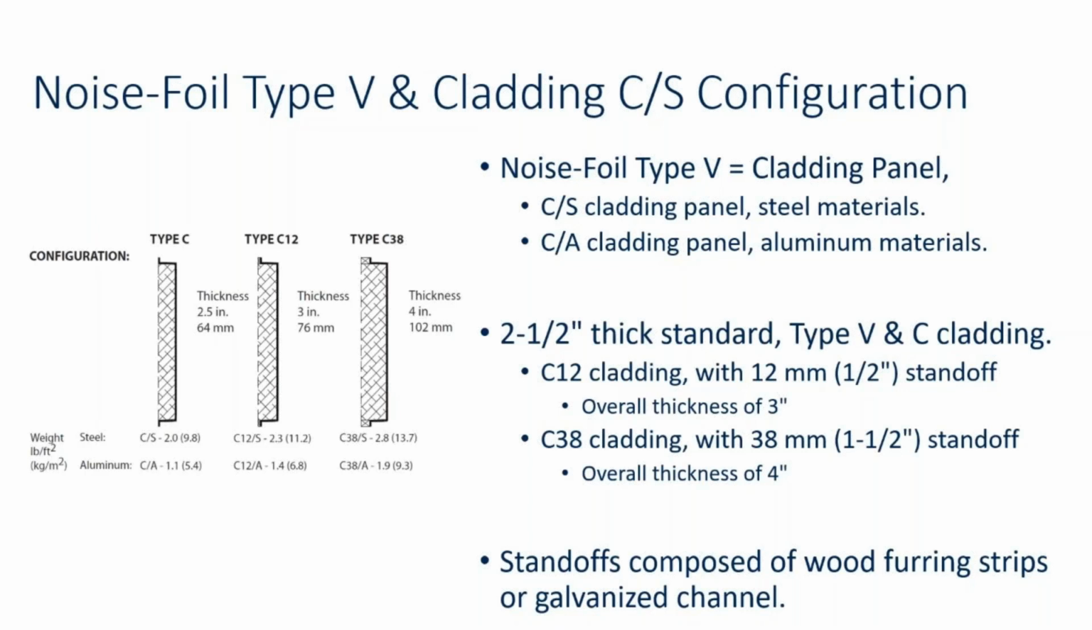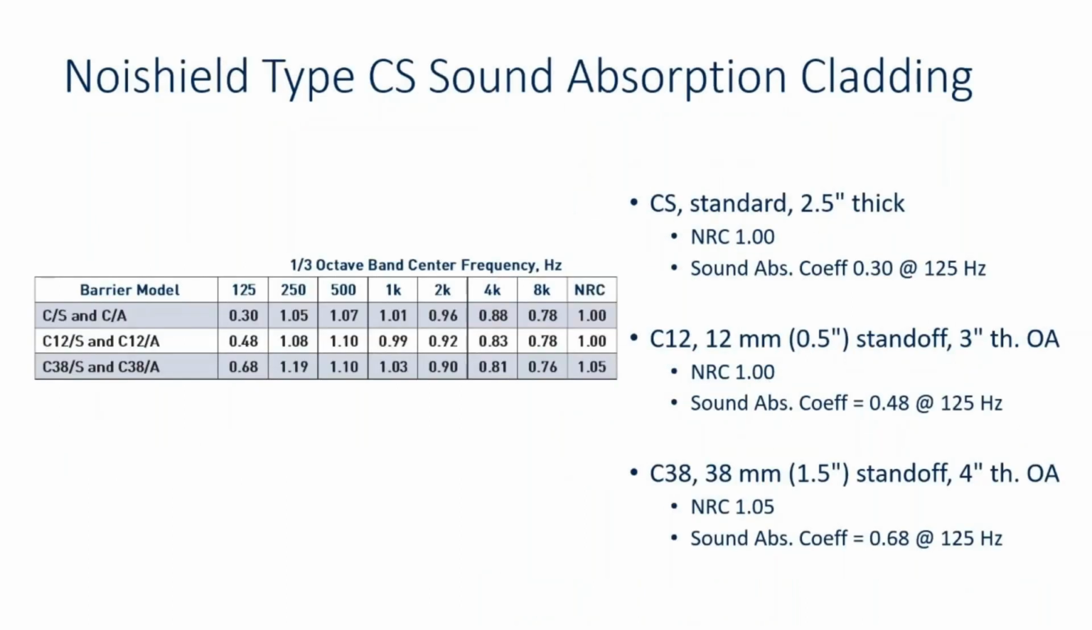And with the standoffs, the panel designation is either a type CS, or a C12, or a C38, with the 12 and the 38 suffix referring to the additional depth of the standoff in millimeters. You can see from this chart that increasing the thickness of the CS panel doesn't make much of a difference in terms of the NRC value. But when you look at the lower frequencies, you'll see that you pick up substantial sound absorption in the 125 and 250 hertz octave bands.